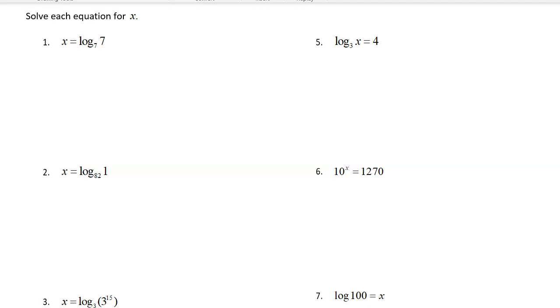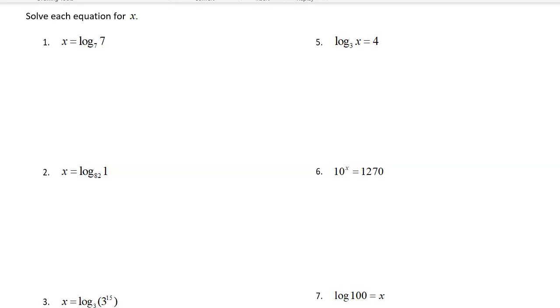Hello, in this video we are talking about logarithm equations. As you can see, all of the equations in front of you here are very basic equations. There's not really a lot of complicated algebra, but you do need to understand what's going on with your logarithms so that you can solve.